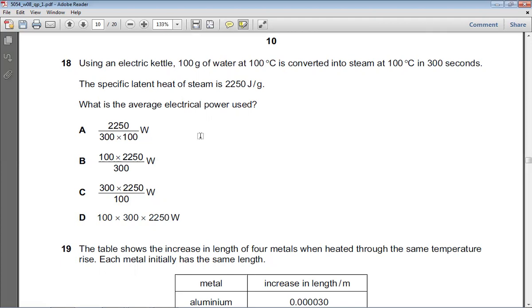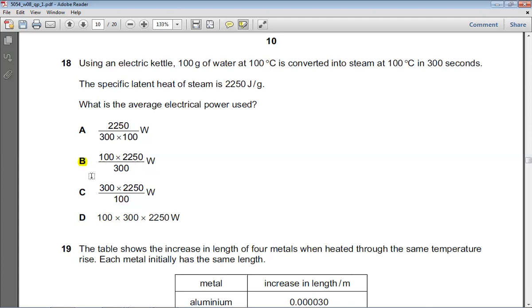Sorry, I said energy. It will be the power, and that will be the heat divided by time, and the heat will be ml. M is 100 gram, and L, the specific latent heat of steam, is 2250 joules per gram. So 100 times 2250, and you will divide it by the time. That will give you the electric power. So I think B looks the best option to me.